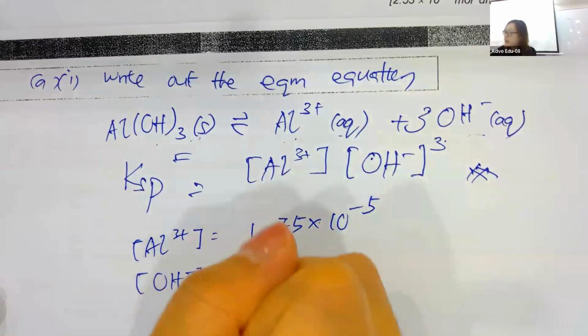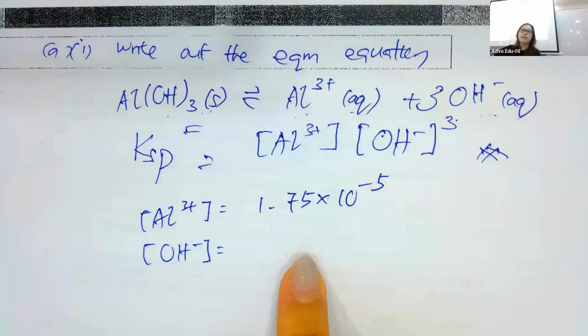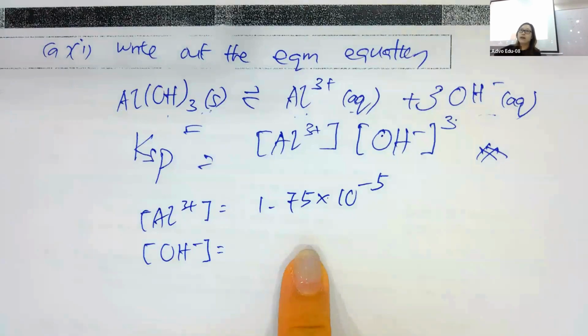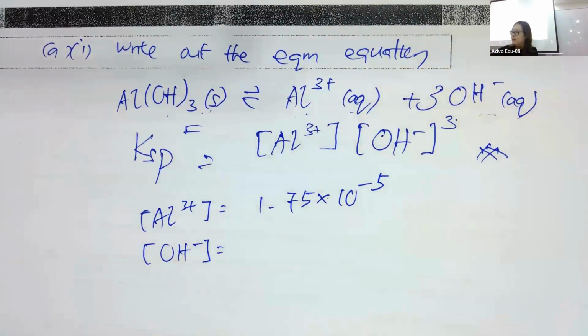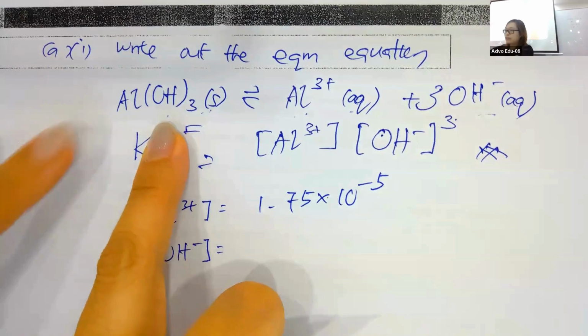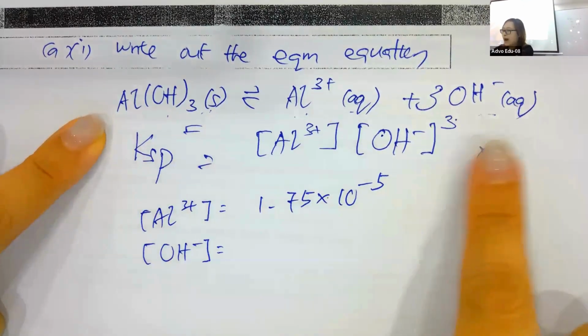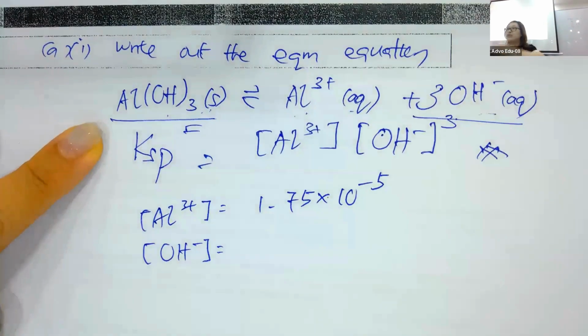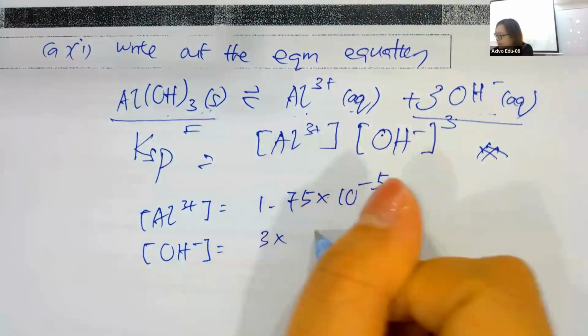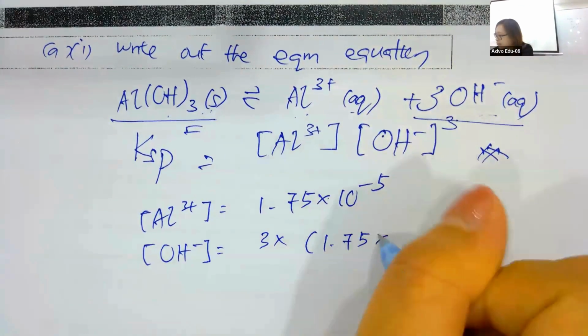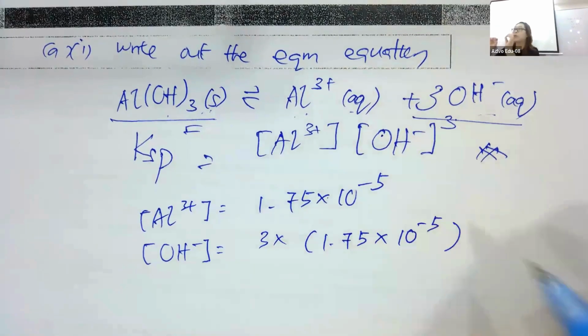OH minus will be, Sonia, you help me out here. What's the concentration of the hydroxide based on the ratio that you have written in the equation? This is 1:3, so you times 3. So 3 times 1.75 times 10 to the power minus 5. So far, so good.